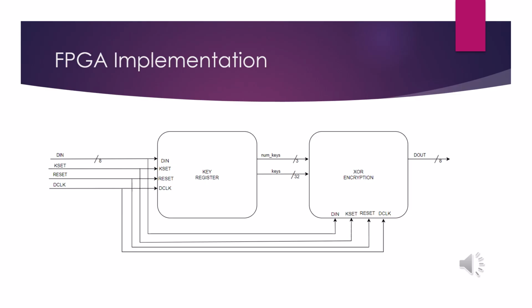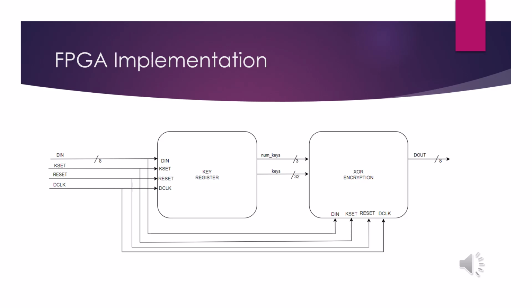For our implementation, we have restricted the maximum number of keys to 4, allowing us to iteratively encrypt the data using the same number of keys. Firstly, all internal buffers and registers are reset through our reset line. And then, while keeping K-set and D-clock lines low, our keys are fed through the DN line. The number of keys stored and the keys themselves are then fed as input to the XOR encryption module.